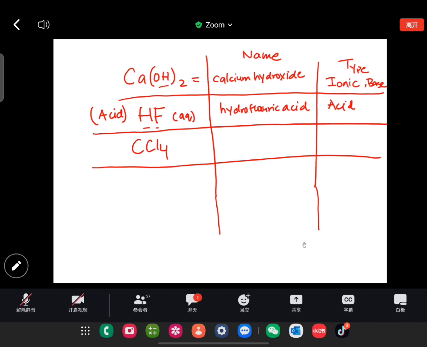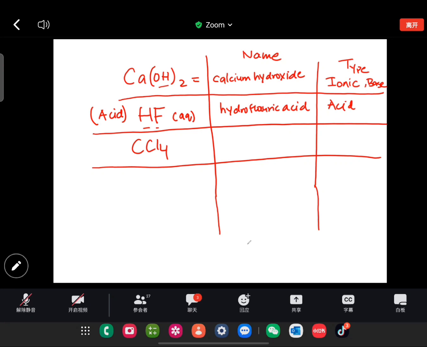Excuse me, Professor. It's both are same, like C is a carbon and Cl is a chlorine, right? Yes. They both are like a non-metal. So these are like molecular or covalent. Yes. It's a molecular compound.